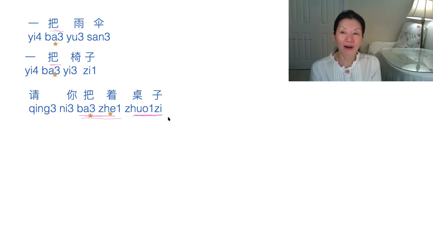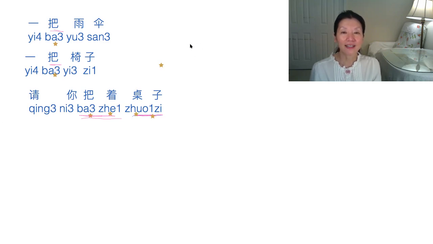I do not say keep, okay? I say hold, okay, hold. We not only say ba, we need to add the zhe, okay? We need to add the zhe. Ba zhe. Only say ba is hold, but when we say hold, we need to add zhe. Hold what? Here is a noun. Ba zhe, what? You have to say something, okay? 把着桌子, hold on here, 把着桌子.